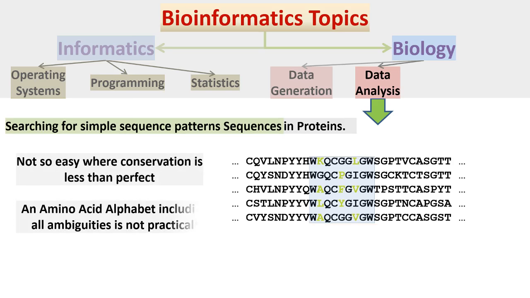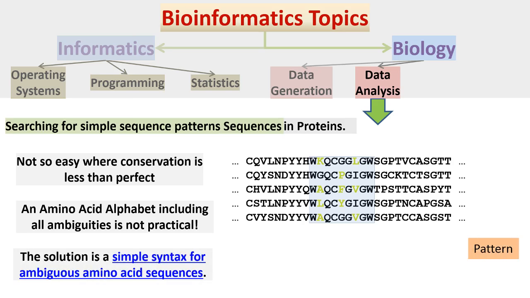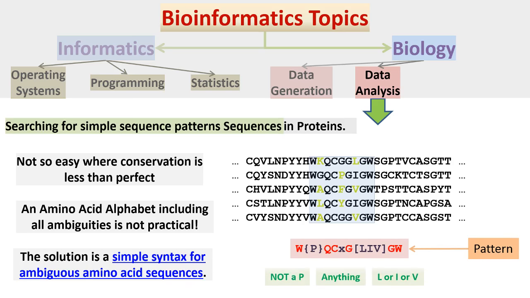It would not be practical to construct an amino acid alphabet including all ambiguities, as it would be far from practical for the 20-letter amino acid alphabet. The solution is to use a simple pattern syntax to express variations where necessary. The detail is not difficult, but let us not tackle it here. I have embedded a link to a definition of the most commonly used syntax for those who enjoy such things. Hopefully, the example conveys the gist.